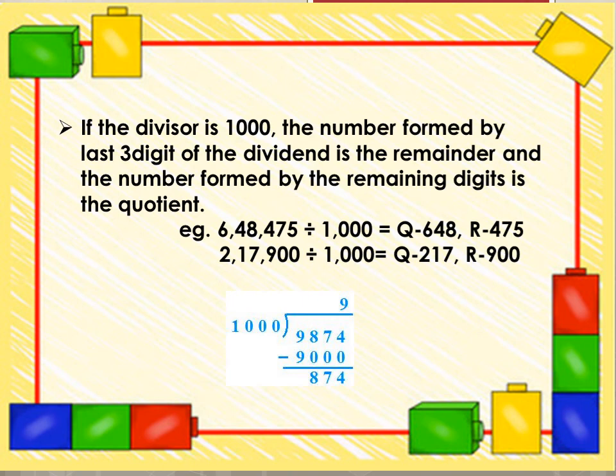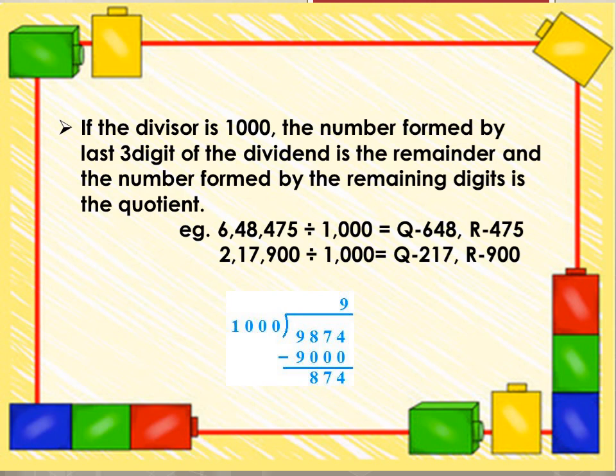If the divisor is 1000, the number formed by the last 3 digits of the dividend is the remainder and the number formed by the remaining digits is the quotient. For an example, 6,48,475 is a large number. When divided by 1000, a 4-digit divisor, we will get the quotient 648 and the remainder will be 475. Similarly, 2,17,900 when divided by 1000, we will get the quotient 217 and the remainder will be 900.